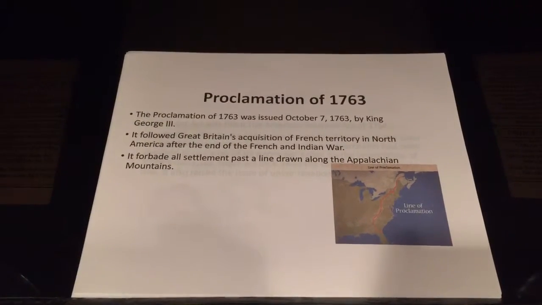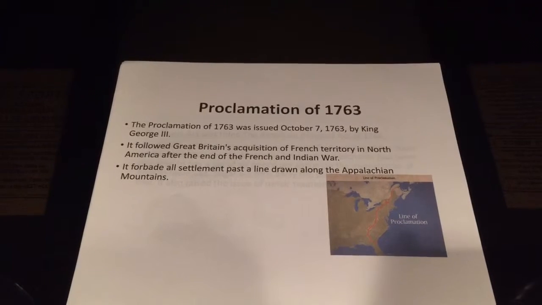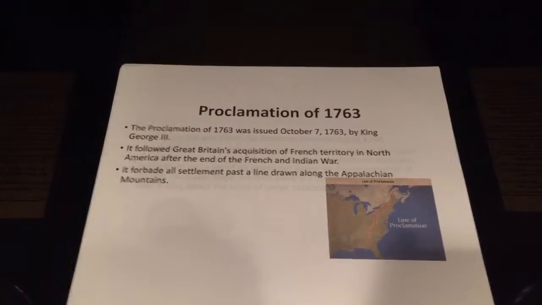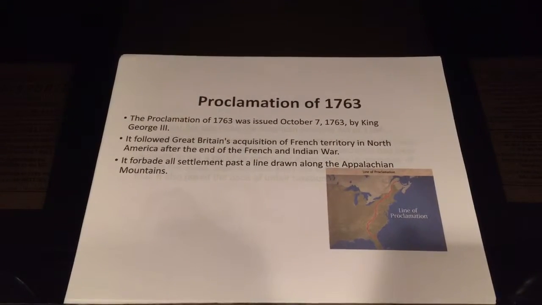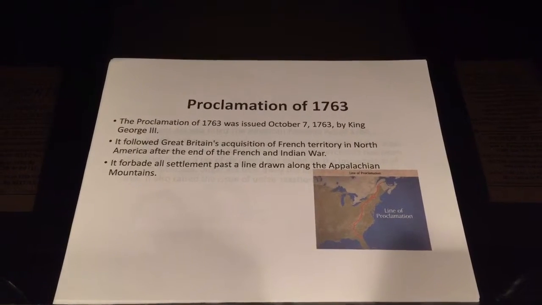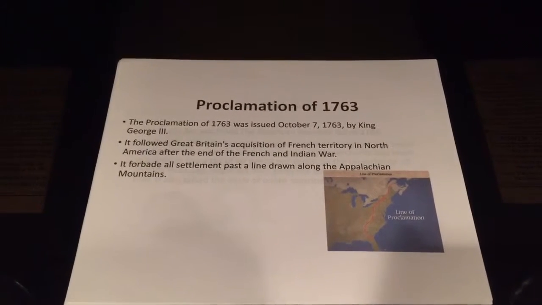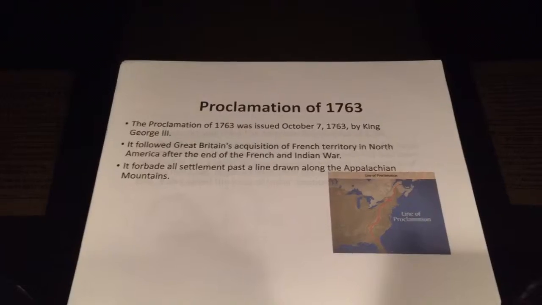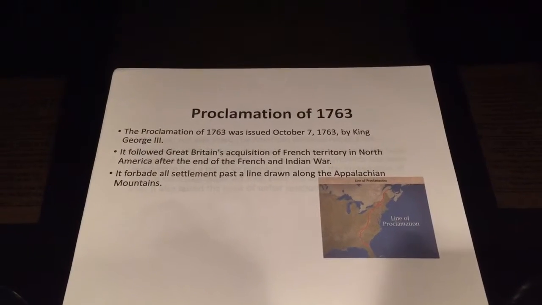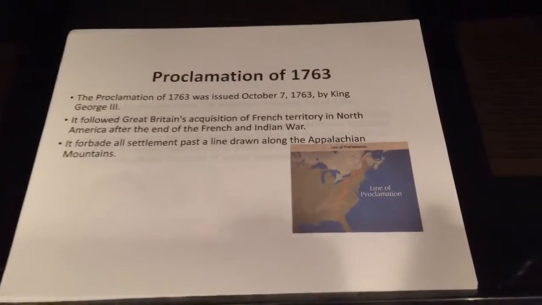Proclamation of 1763. The Proclamation of 1763 was issued October 7, 1763, by King George III. It followed Great Britain's acquisition of French territory in North America after the end of the French and Indian War. It forbade all settlement past a line drawn along the Appalachian Mountains.